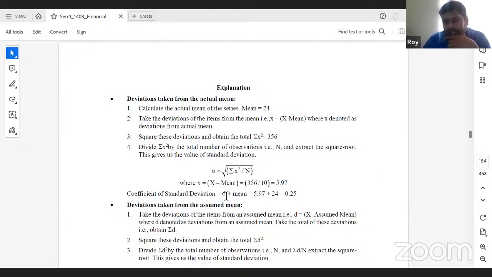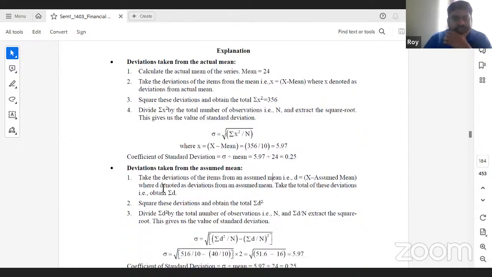Now, coefficient of standard deviation is equal to mean 5.97 divided by, this is the coefficient, this standard deviation divided by mean is equal to coefficient of standard deviation. Okay. Now, here, take the deviations of the items from the assumed mean. That is, D is equal to, yeah, we have this capital X minus assumed mean.